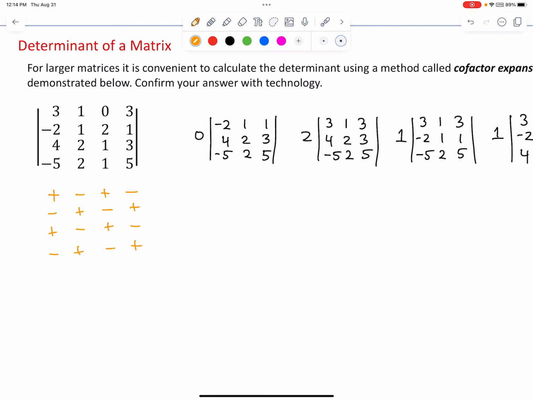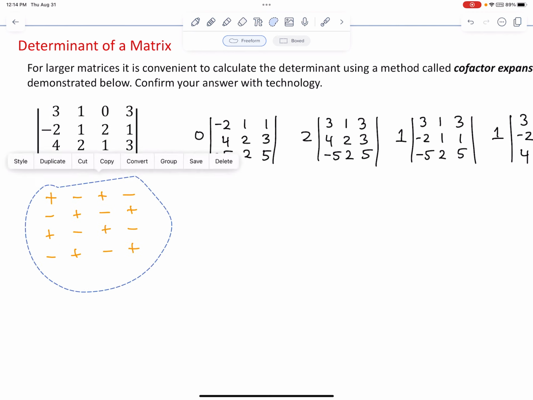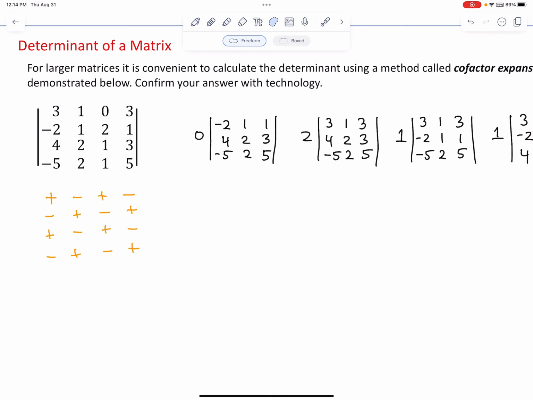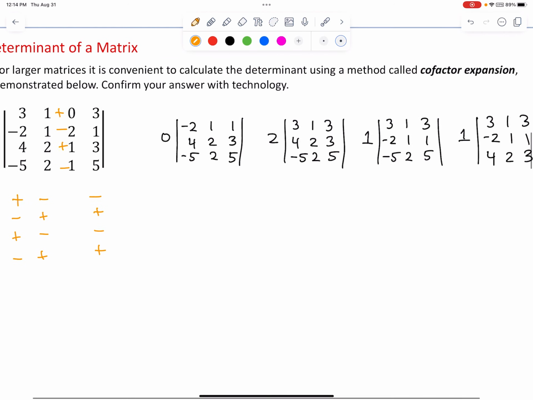It's a checkerboard of signs with a positive in the top left corner. And then basically we overlap that with this matrix here. Now, the only column or row that matters is the one that we've chosen for the cofactor expansion. So that would be the third column. So put these signs in front of these numbers in our work here on the right.